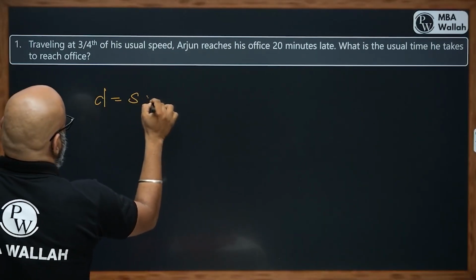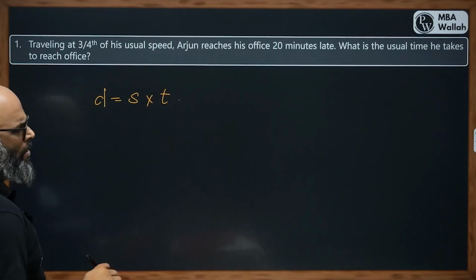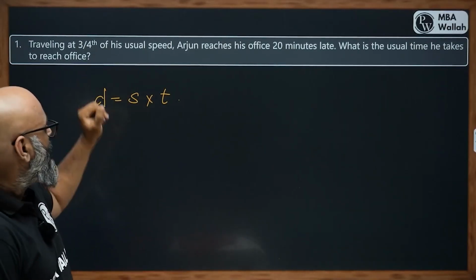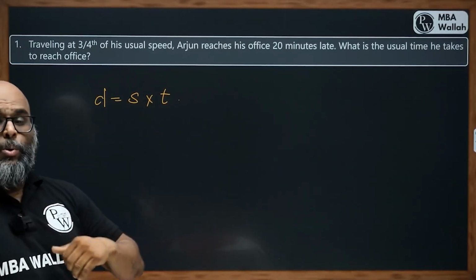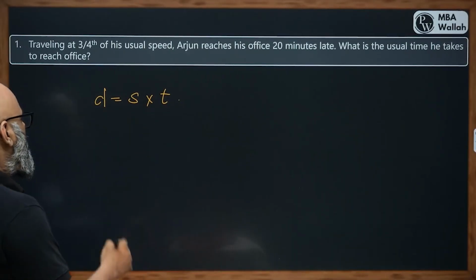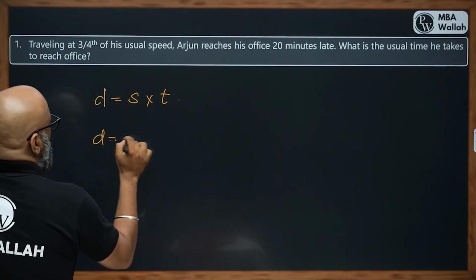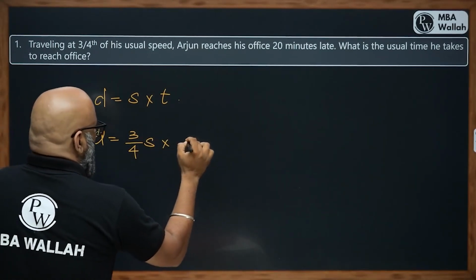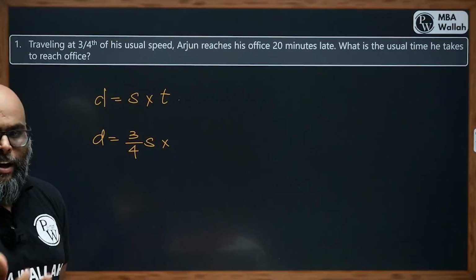is equal to speed into time. We know this. Let's say distance is the distance between his office and home. S is his usual speed and T is his usual time. But today the same distance is covered at 3/4 of his usual speed. Now the question is, what will be the time taken?